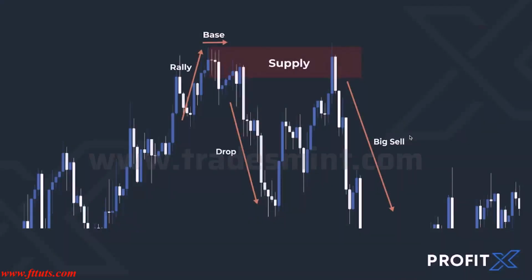Okay, so open up those charts, start with the daily or the 4-hour, and start looking at the rally base drop pattern for your given pair.